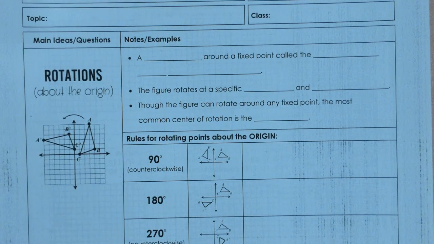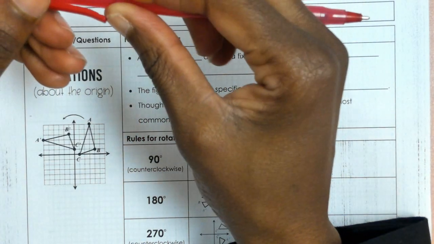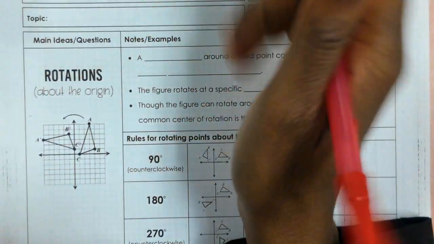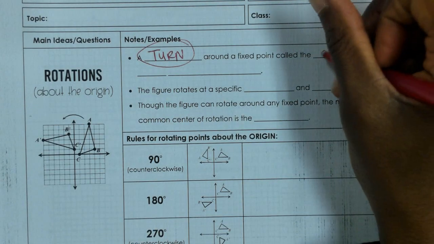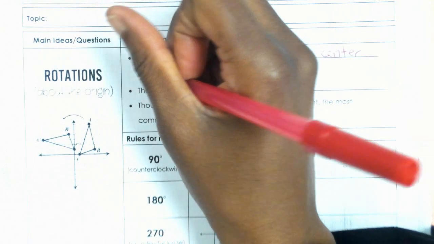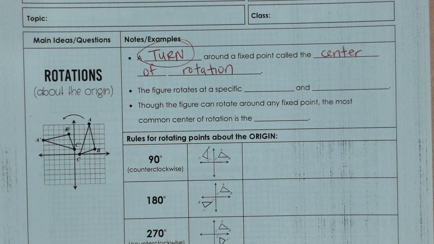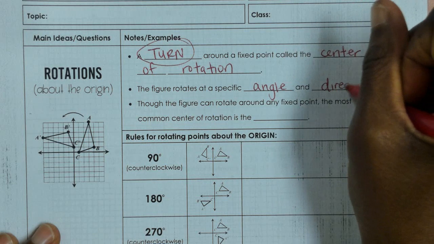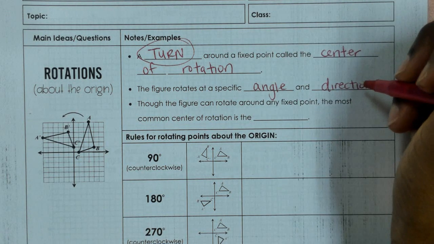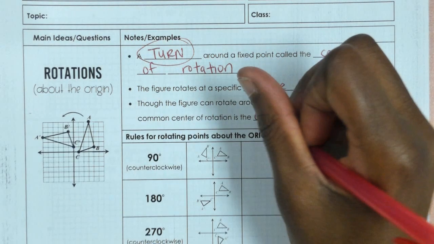So a rotation is the next of our transformations. We talked about translations, reflections, and now we're on rotations. A rotation is a turn around a fixed point called the center of rotation, and the figure rotates at a specific angle and direction. They'll have to give you a degree and tell you if it's going clockwise or counterclockwise. Though the figure can rotate around any fixed point, the most common center is the origin, which is 0, 0.